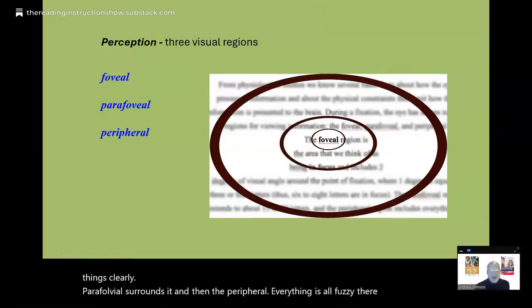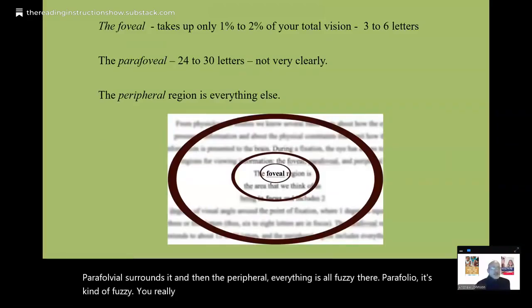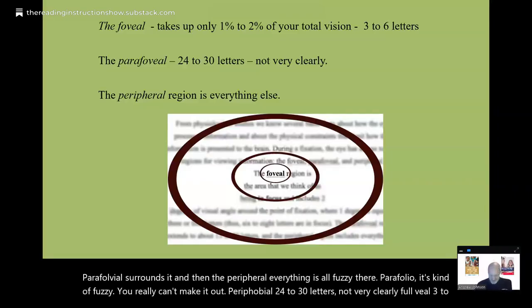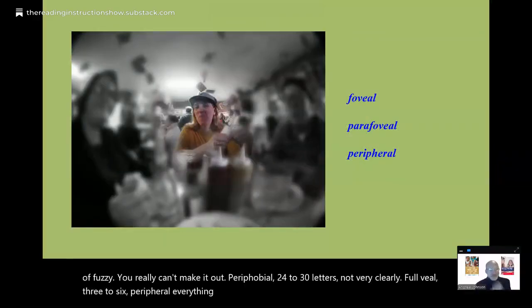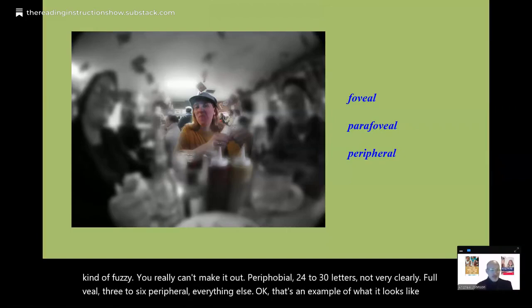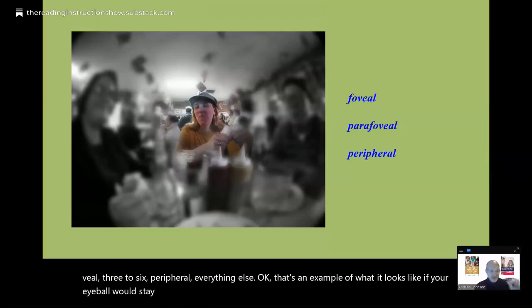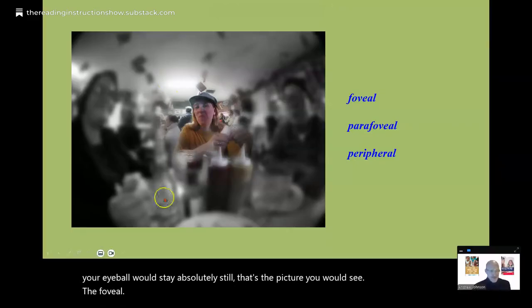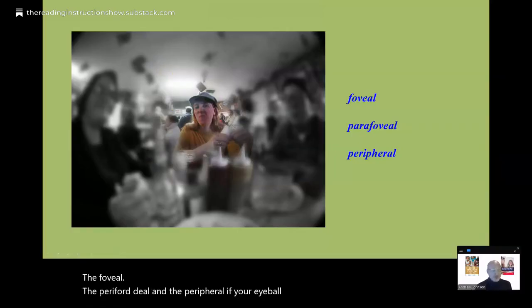Parafoveal, it's kind of fuzzy. You really can't make it out. Parafoveal, 24 to 30 letters, not very clearly. Foveal, 3 to 6. Peripheral, everything else. Okay, that's an example of what it looks like. If your eyeball would stay absolutely still, that's the picture you would see: the foveal, the parafoveal, and the peripheral, if your eyeball stayed absolutely still.